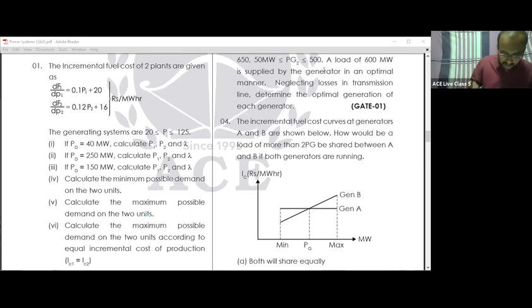So take the screenshot of this first question and try to solve this first bit. So dF1 by dP1 is given, dF2 by dP2 is given. In the first bit, PD is 40. If PD is 40, calculate P1, P2 and lambda. That's what he's asking to calculate.